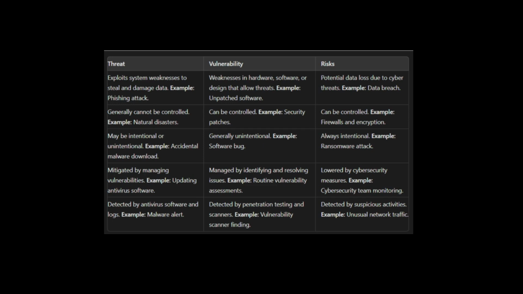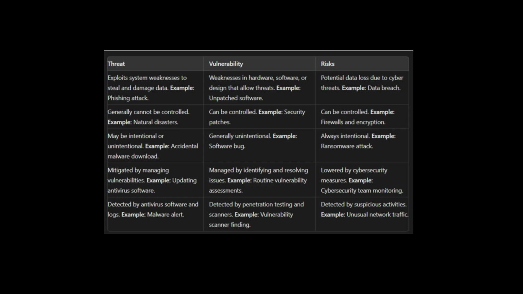For example, an unpatched software. So in a particular version of a software, if there's some vulnerability there, if there's some bug there, that comes under the category of vulnerability. Third one is the risk. So potential data loss due to cyber threats. For example, a data breach. A data breach may result in exposure of sensitive data, like credentials, pictures, profile information. So that comes under the category of risks.